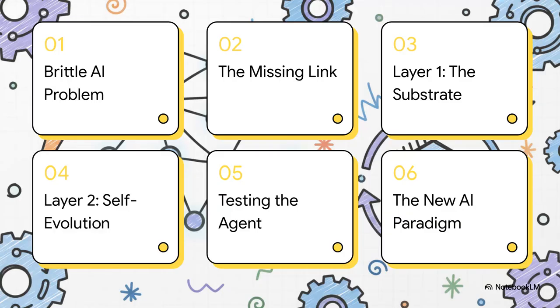To really demystify this incredibly dense framework, here's our roadmap for today. First, the brittle AI problem. Second, the missing link. Third, Layer 1, the substrate. Fourth, Layer 2, self-evolution. Fifth, testing the evolving agent. And finally, number 6, the new AI paradigm.